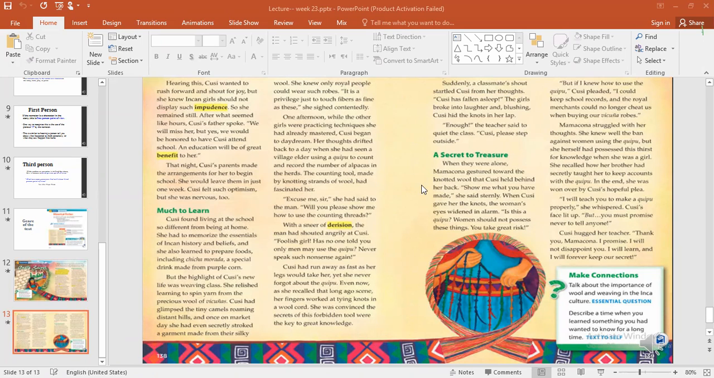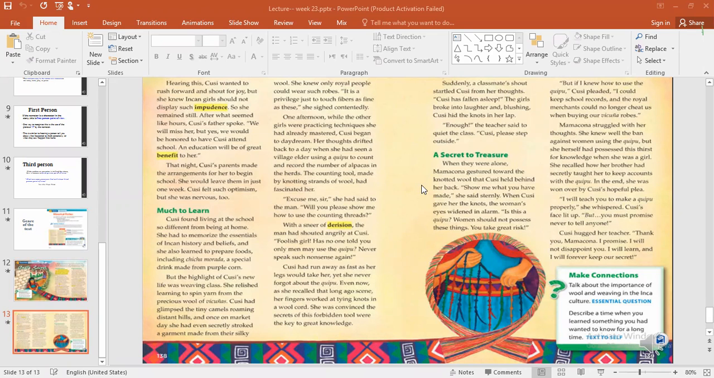But if I know how to use the quipu, Kusi pleaded, I could keep school records and the royal merchants could no longer cheat us when buying our vicuña robes.